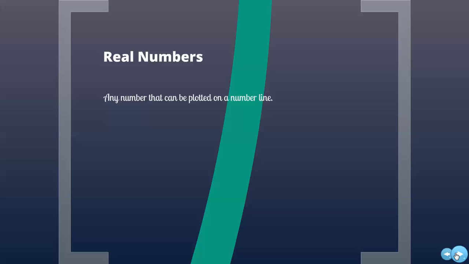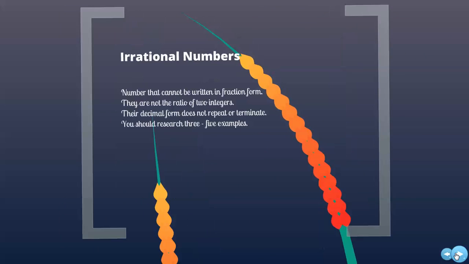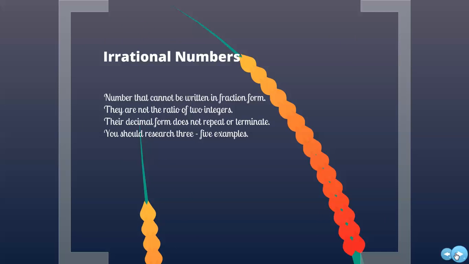The real numbers break off into two groups. The first group are the irrational numbers. And the irrational numbers are numbers that cannot be written in fraction form. They are not the ratio of two integers. Their decimal form does not repeat or terminate. You really need to find 3 to 5 examples, know them. But the very common ones are pi, the square root of 2, the square root of 3. Right? Any square root that's not a perfect square is an irrational number.